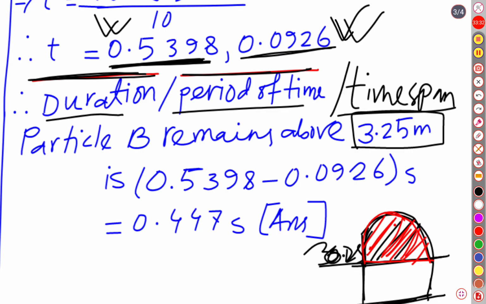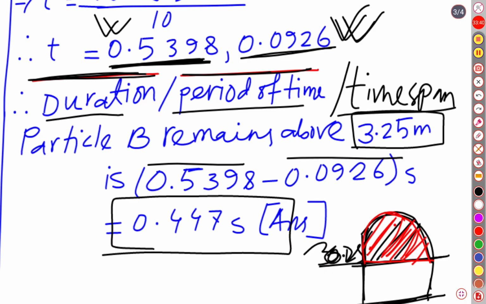So from the larger quantity of time we have subtracted the smaller quantity, and the particle stayed above this height for 0.447 seconds. Suppose it's 0.25, not 0.325, 0.25. This is the reference line, and the particle stayed 0.447 seconds above this. So this is actually the twist. I tried my level best to clarify the twist.